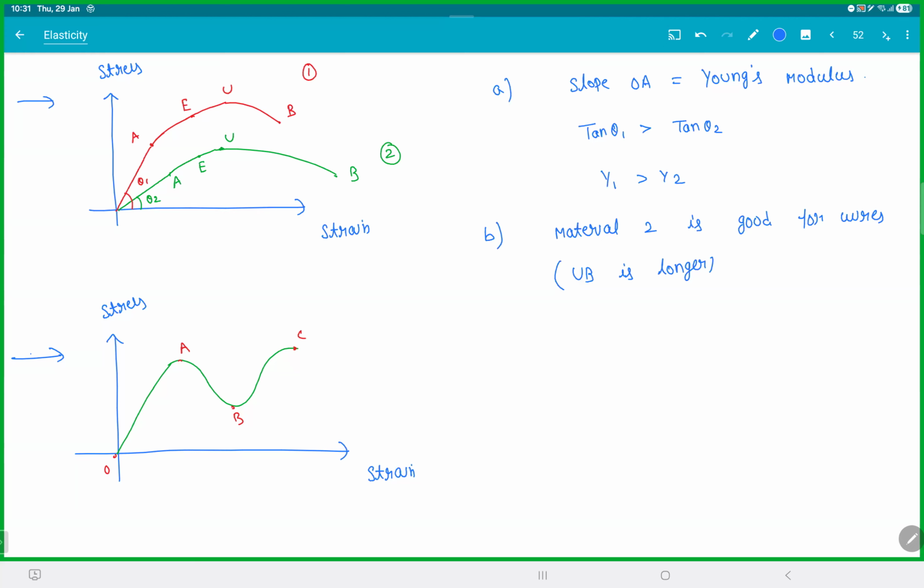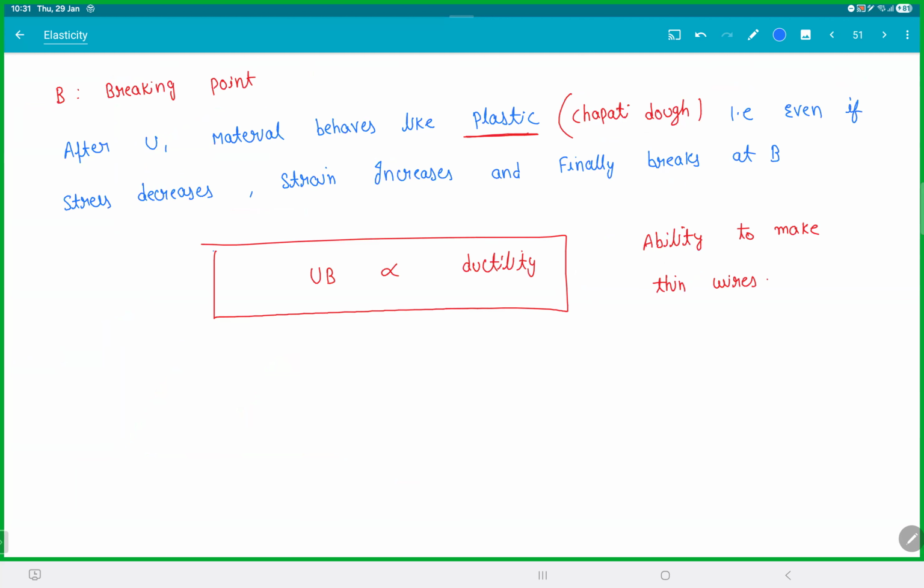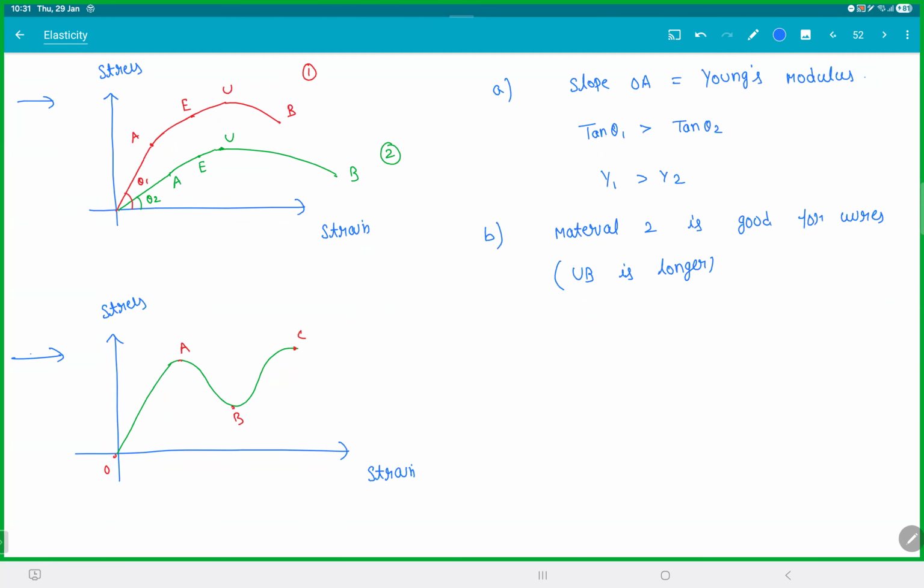Now see, remember the meaning of a plastic body. Even if the stress decreases, the strain should increase. So in this graph, in which region is the stress decreasing? Look here, from O to A, stress is increasing, that is, the y-axis is increasing, and x is also increasing. Fair enough. B to C, both are increasing. Look at A to B. A to B, stress is decreasing, but the strain is increasing. That is how you decide which region is plastic.